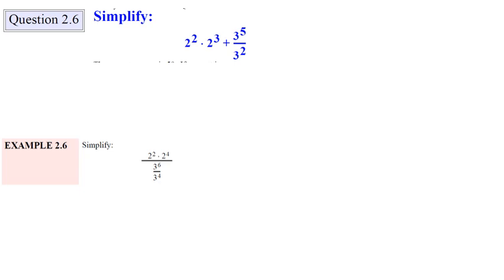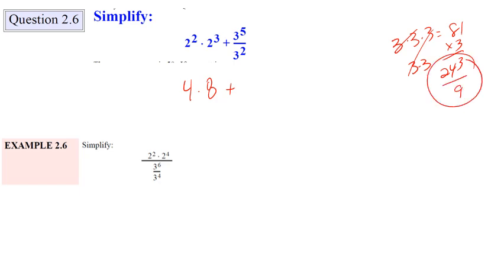All right, 2 squared is 4, 2 to the 3rd is 8, and 3 to the 5th, I have no idea. So that's going to be 9 times 9 is 81. So 81 times 3, which is 243. So that's 243. 3 squared is 9, so I have 243 over 9. So that's a long way to do it.